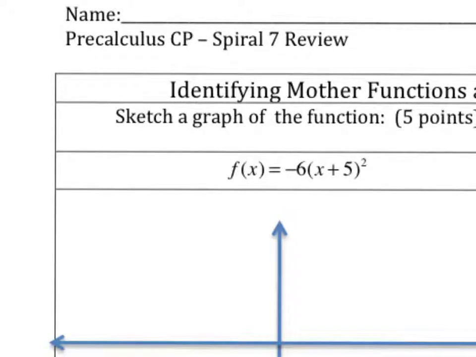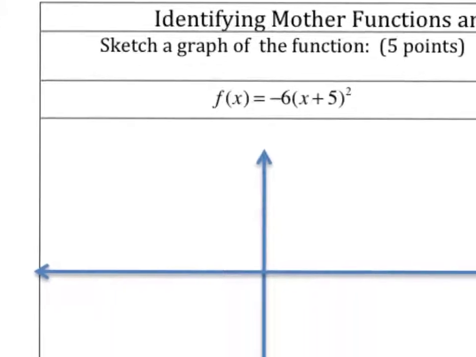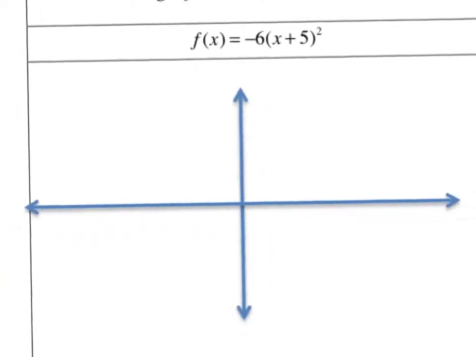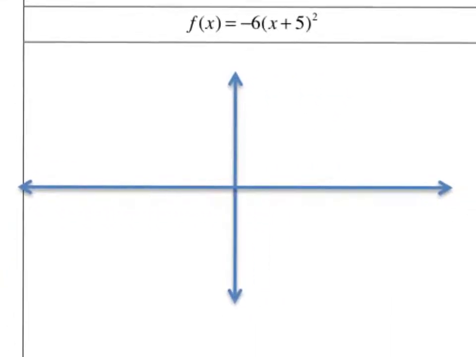This is the spiral review for spiral number 7 for pre-calc. If we start by looking at our first problem, we've got f of x equals negative 6 times the quantity of x plus 5 squared. A couple things you need to know.